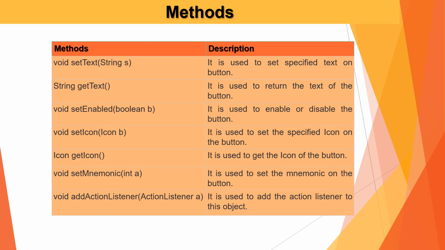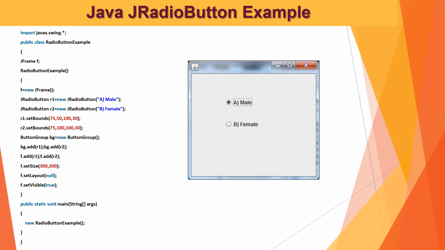So those are a number of methods, but among them, the first and second methods, setText and getText, are the ones widely used in the radio button component. Now, what is the example of this radio button? We can just see on the left side the radio button example, and on the right-hand side the radio button displayed on the frame.